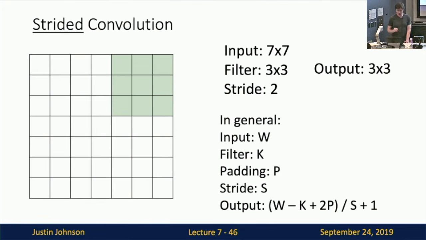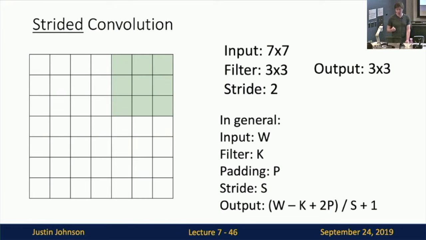So now for a more general formulation of how to compute the output shape or size of a convolution: if our input has size W, our filter has size K, our padding is P, and we have a stride of S, then we have this expression for computing the size of the output.